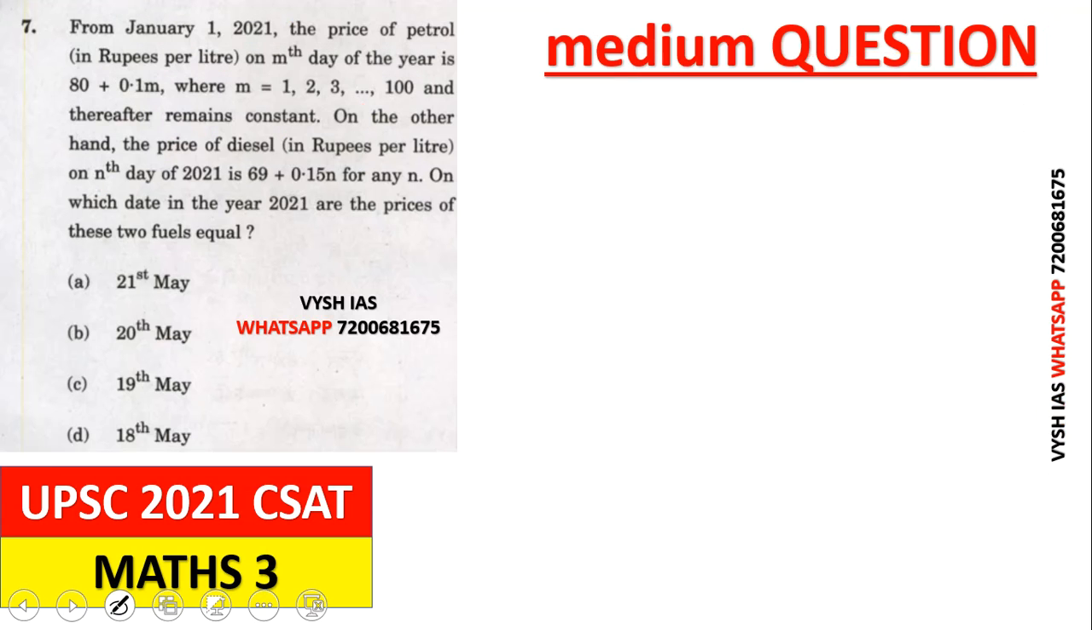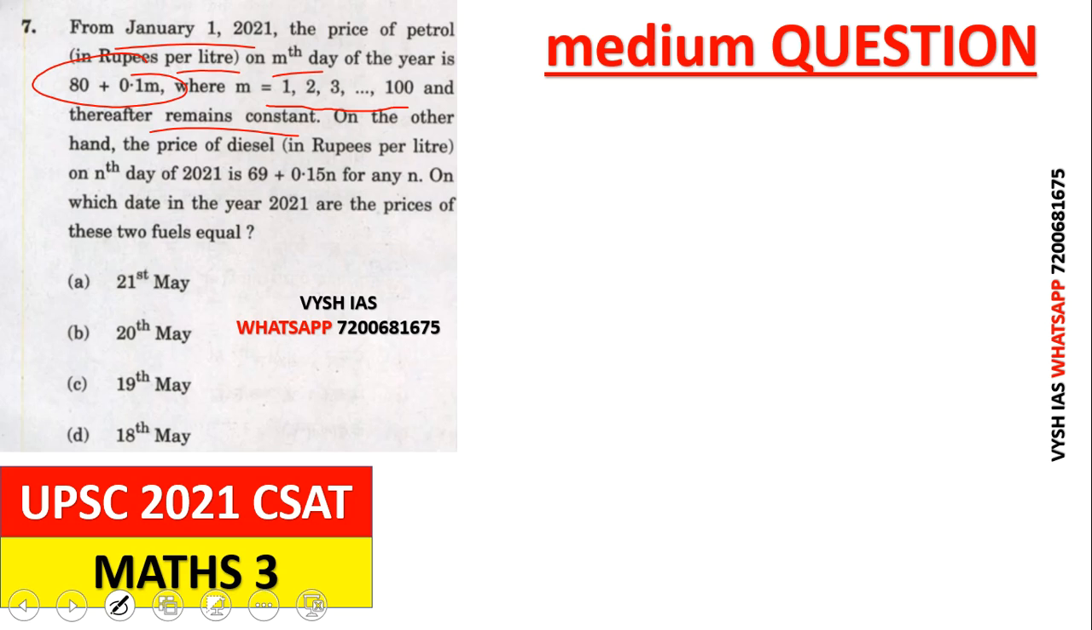Now the next one. This is a very interesting maths question. From January 1, 2021, the price of petrol in rupees per liter on the mth day of the year is given by a formula, meaning you can find the petrol price for May 15th just by substituting the day. Here m is equal to 1, 2, 3 up to 100 and thereafter remains constant.